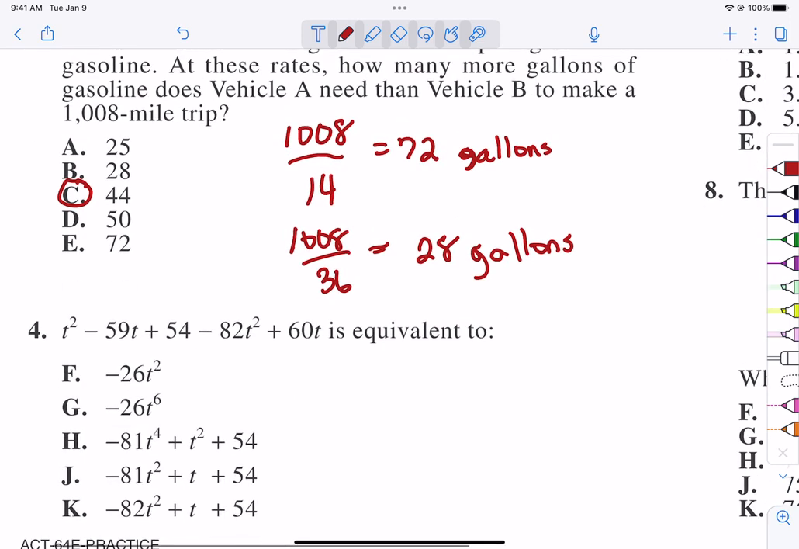Okay. Number 4 is just testing that you know how to do basic algebra. We are adding or subtracting like terms. These two go together. That's negative 81t squared. Remember, when you're adding or subtracting like terms, you add or subtract the front coefficient and you keep that variable. So this one's out. You know these ones are out because they didn't have a negative 81.